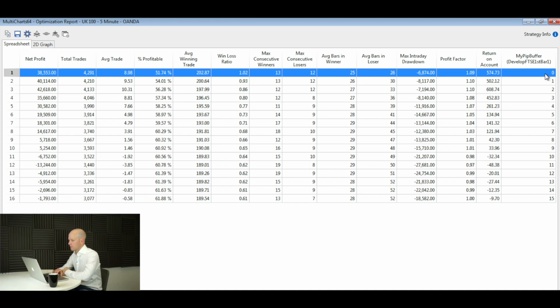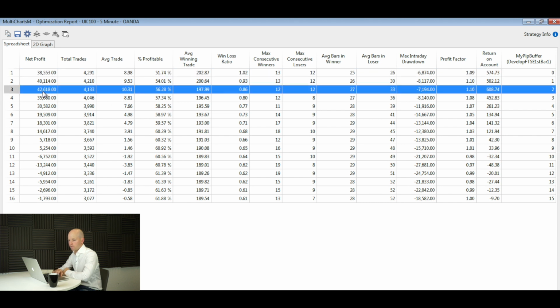So I tested it out, so let's have a look at the results. You can see in the test, I've called the input my pip buffer, and I've gone from 0 to 15. Looking at the results, the best in terms of net profit and average trade, funnily enough, is 2 pips. Now, there's a few things that I've noticed here. The 15-minute bar and the 5-minute bar, they both worked. The two pip buffer is clearly the best.